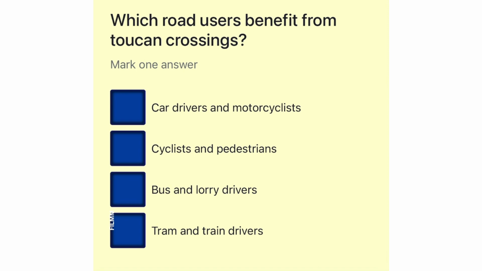Which road users benefit from token crossings? Car drivers and motorcyclists. Cyclists and pedestrians. Bus and lorry drivers. Tram and train drivers.